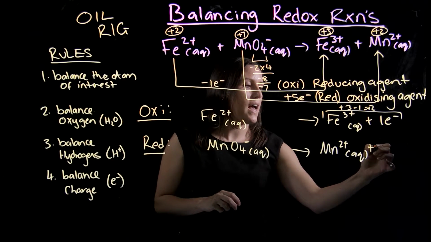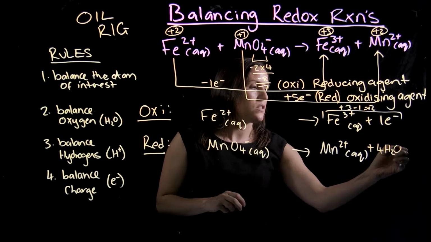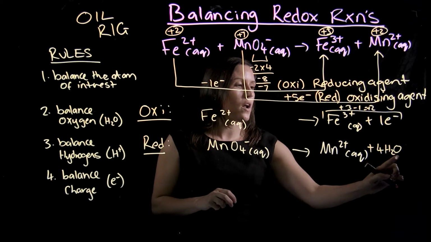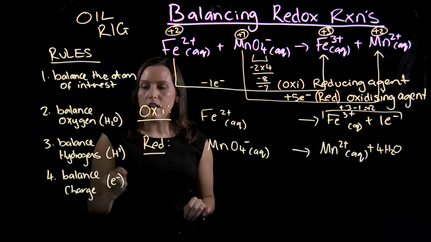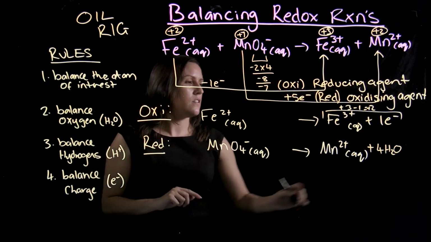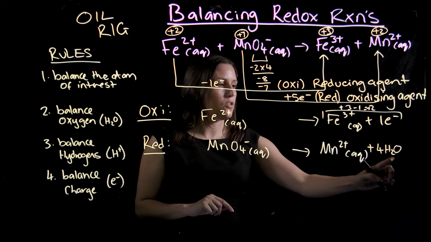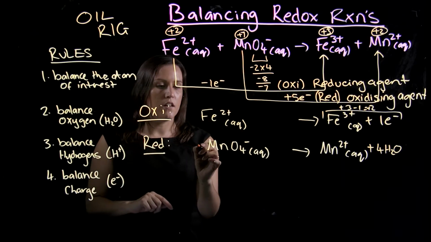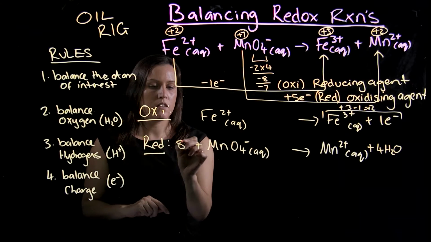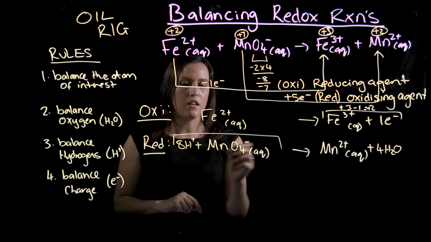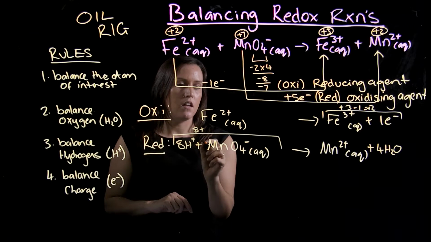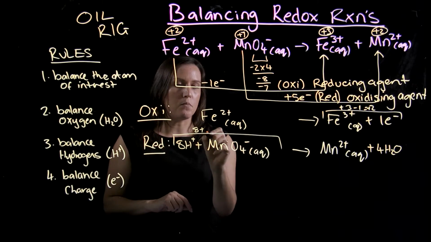So we can do that by adding 4 waters, because remember, each water brings in 1 oxygen. So now we have the right amount of oxygens on either side. The next step is the hydrogens. So we've got 4 times 2, so 8 hydrogens here. So I need to add 8 here. So 8H plus there. So now checking my charges there, I've got 8 plus, and then I've got 1 minus.